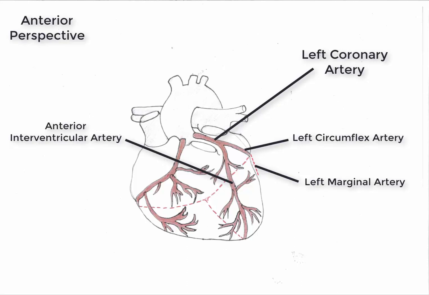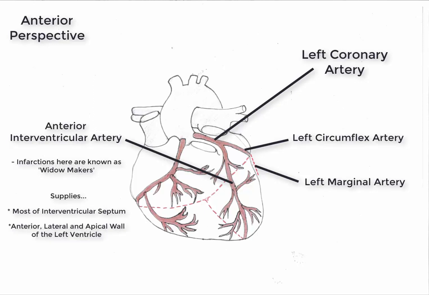Infarctions in the anterior interventricular artery are often called widowmakers. The artery supplies most of the interventricular septum, the anterior, lateral and apical wall of the left ventricle, most of the right and left bundle branches, and the anterior papillary muscles of the mitral valve. Therefore, if the infarction occurs in that blood vessel, then it is most likely going to result in death.